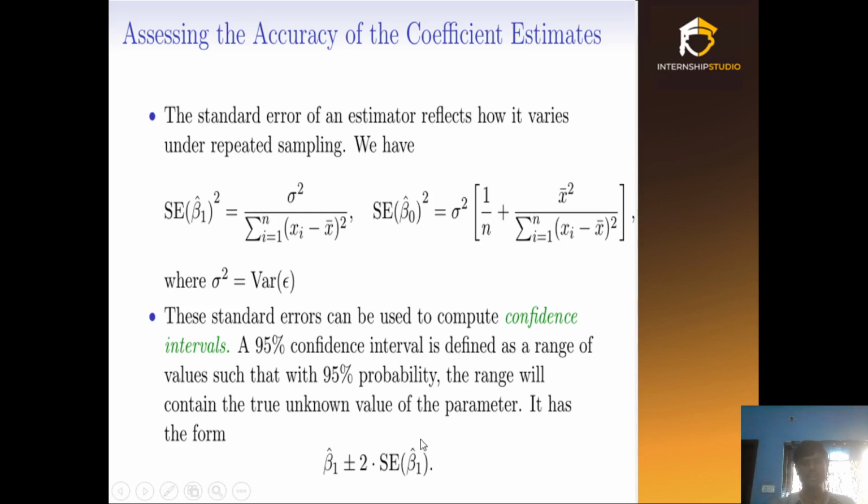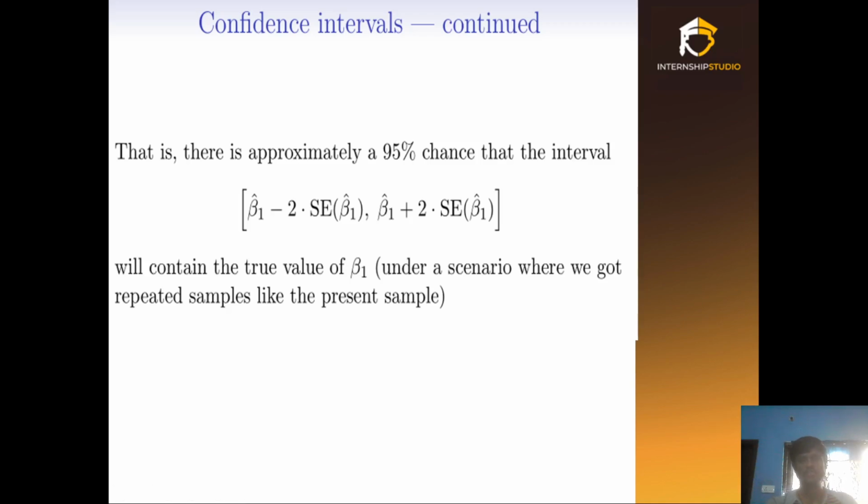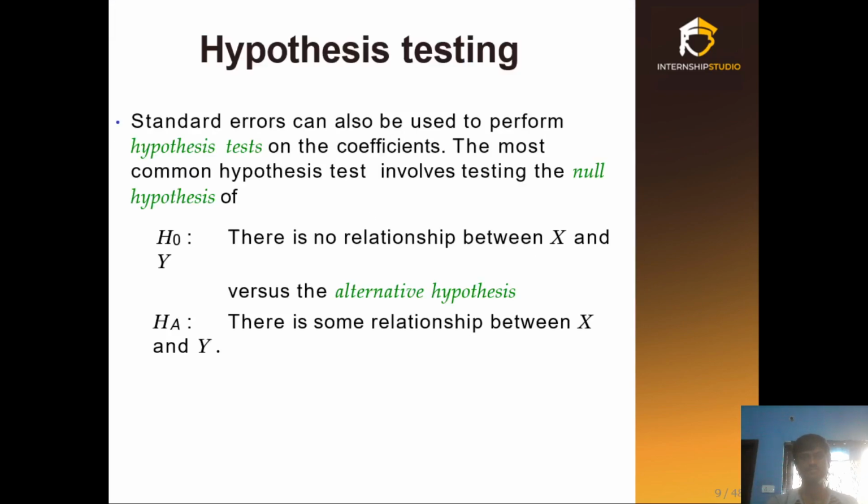So once you take beta 1 plus or minus 2 standard errors of beta 1 hat, then you are going to see the 95% confidence level between the set of values. So this is the range that we were referring to for the beta 1. So we were discussing the beta 1 here.